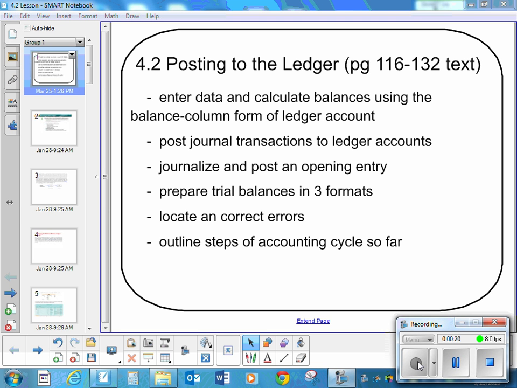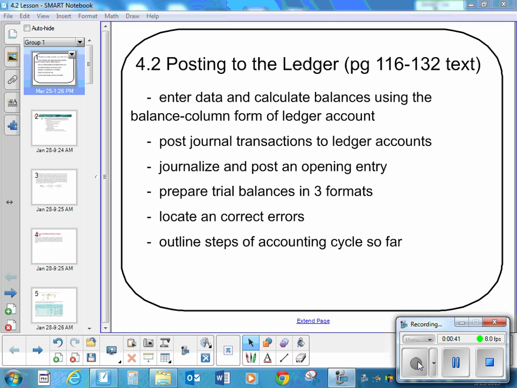And a ledger account, we think of it as a recipe card, and every one of our accounts has one of these recipe cards, and we keep track of how much money we have in that account at any given time. When we transfer information from the journal to the ledgers, we call that posting and journalizing.